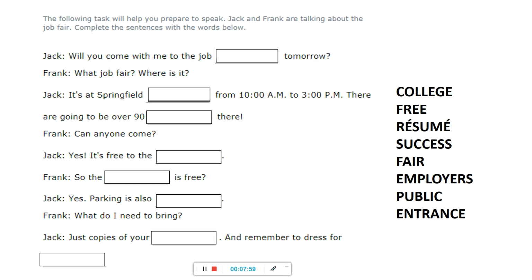Next, it says here, complete the sentences with the words below. So we have a small conversation between Jack and Frank, and the words that we need are college, free, resume, success, fair, employers, public, and entrance. So, just like before, pause the video, write down your answers, and then play the video again. If you pause the video, then we can take a look at your answers.